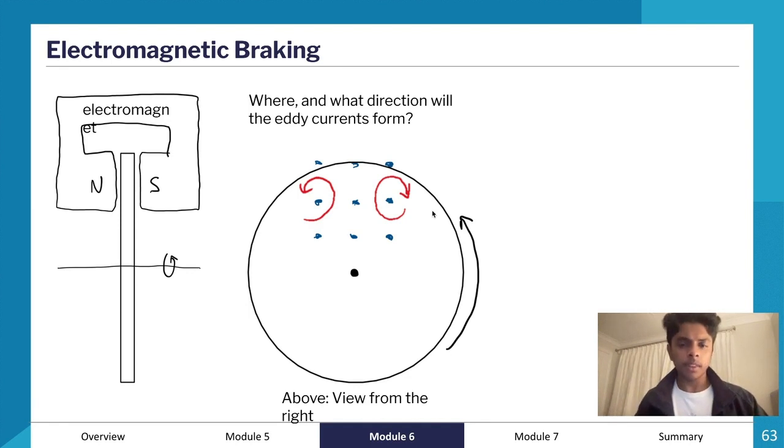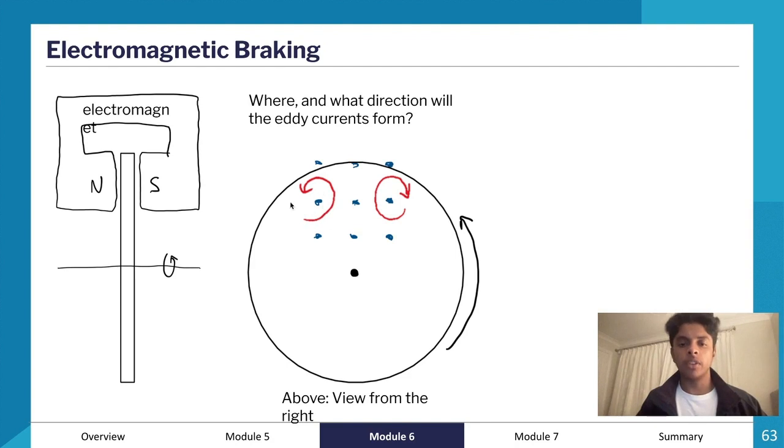If we're looking at the side facing towards us, let's assume the magnetic field is coming out of the page. If we're turning the wheel anti-clockwise, then this side of the wheel will be leaving the magnetic field. It doesn't want to leave the magnetic field, so it wants to oppose this change by inducing its own magnetic field in the same direction. It will induce an eddy current going anti-clockwise. That will induce a magnetic field going out of the page.